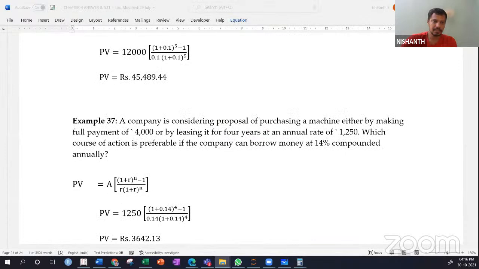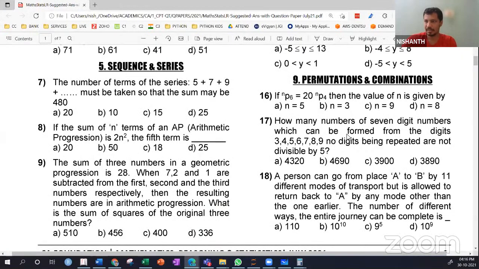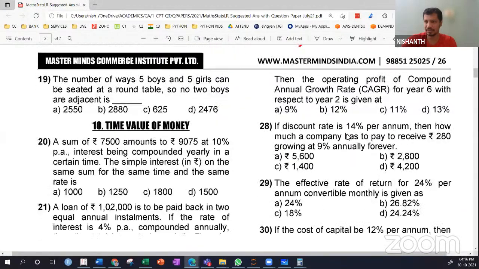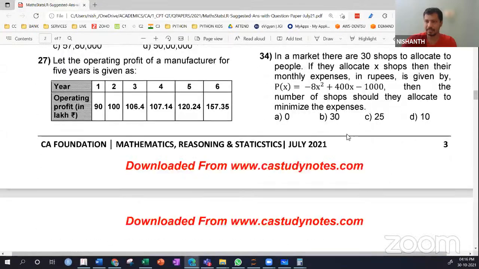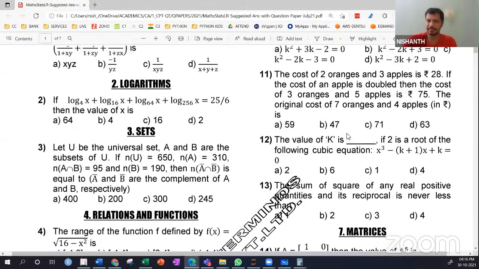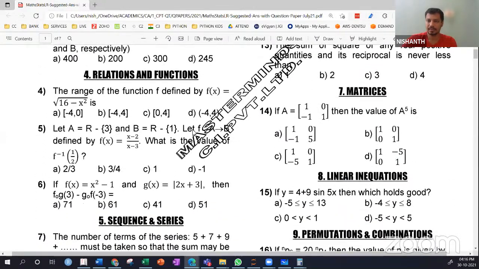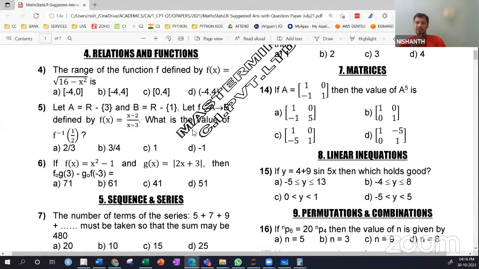Sets, functions, and relations. See, in sets, functions, and relations, you will get easy problems on sets. In relations and functions, I think there is something where you might get a little bit confused. So let's see here. Okay, now let's solve this problem.